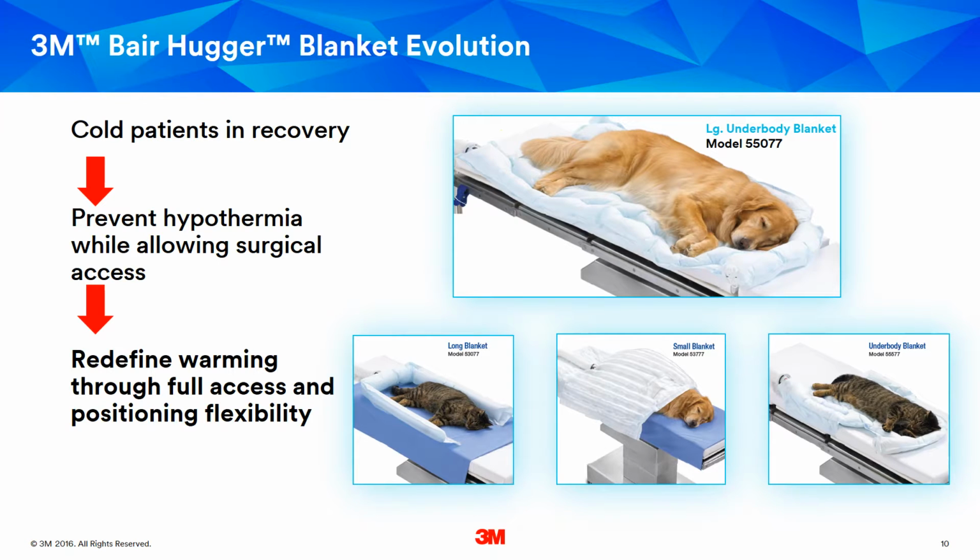The Underbody series blankets broke with convention and are helping redefine the market. These advanced designs provide full patient access, positioning flexibility, and warm the patient from the start of the procedure. Because the patient lays directly on the surface of the blanket, the underbody blanket can be preset on the OR table, allowing the clinician to focus on the patient rather than having to remember to place a Bair Hugger blanket prior to draping. Moreover, because the blanket is already in place, the patient can be kept warm and comfortable while prepping.